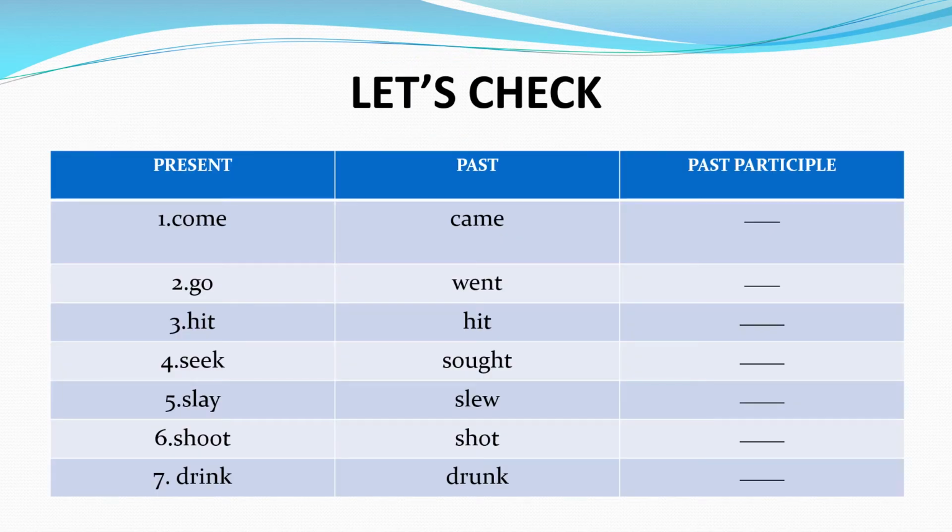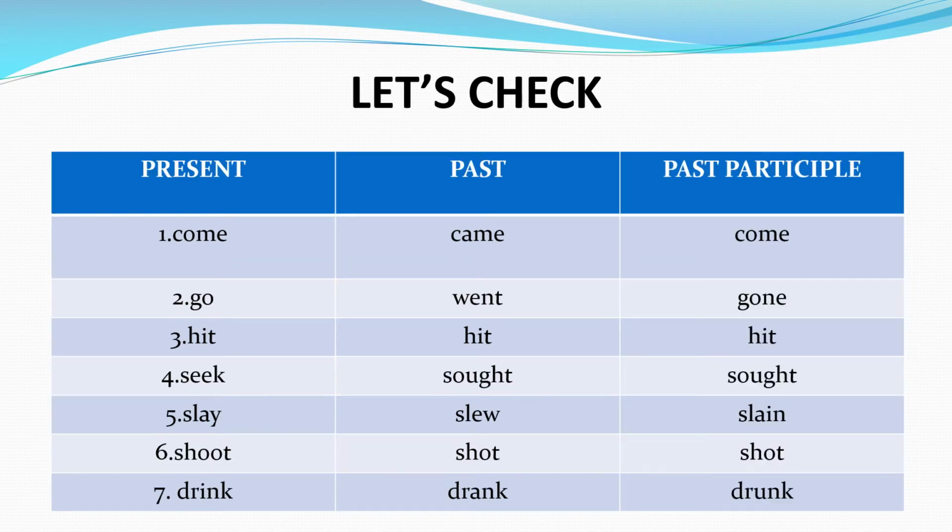Let's quickly run through an exercise recalling the past participle form of the given verbs. Come, go, hit, seek, slay, shoot, drink. Could you recall? Let's check. Well, come, came, come. Go, went, gone. Hit, hit, hit. Seek, sought, sought. Slay, slew, slain. Shoot, shot, shot. Drink, drank, drunk.